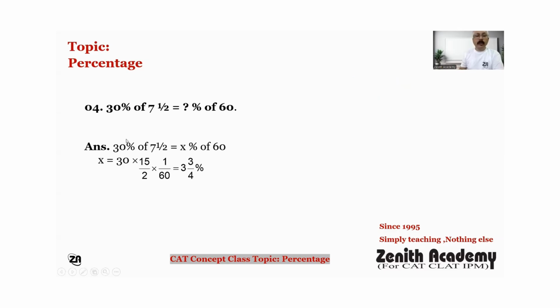Question number 4. Here, 30% of 7.5 is equal to what percent of 60? So it is 30% of this. So this is 30 by 100, 7.5 is 15 by 2, is equal to X percent of 60. Simplify it, and this is your answer, 3 and 3 by 4%. You got it?